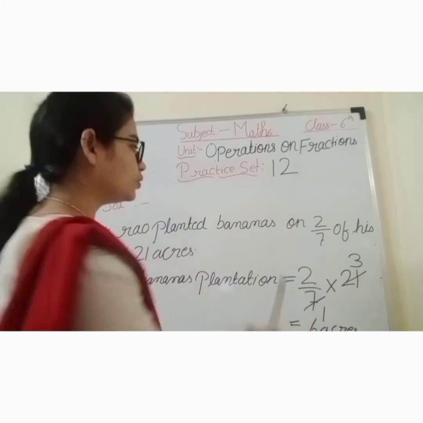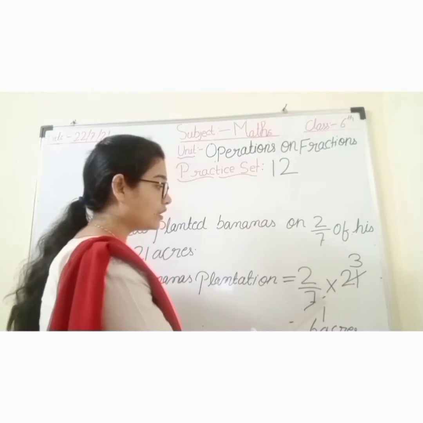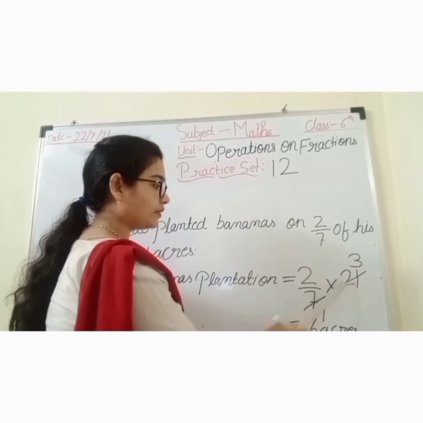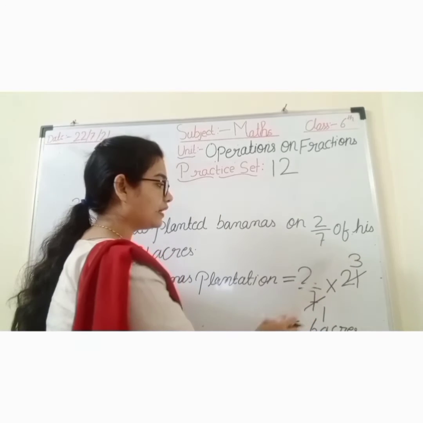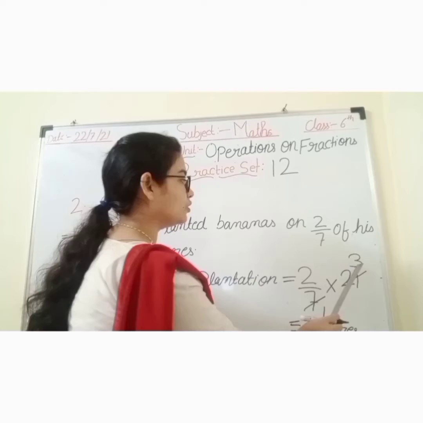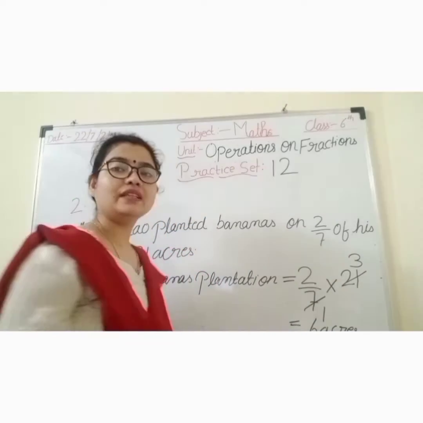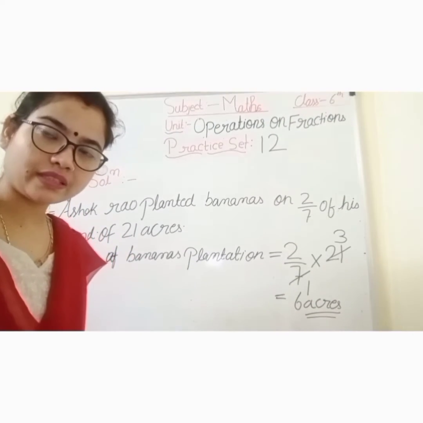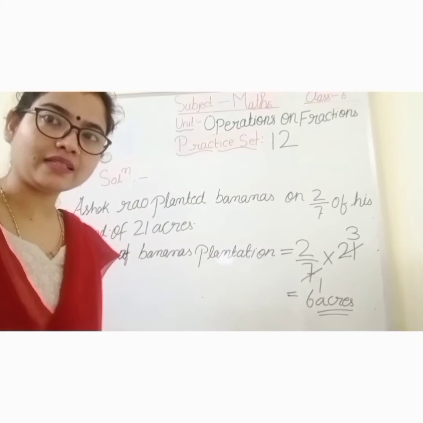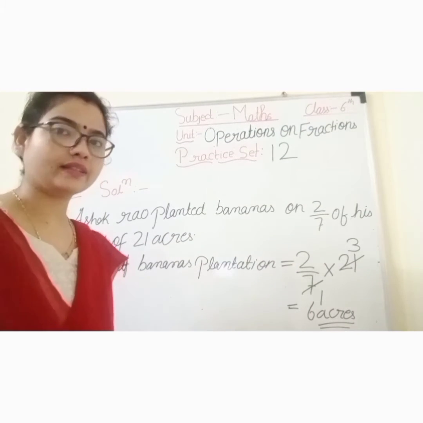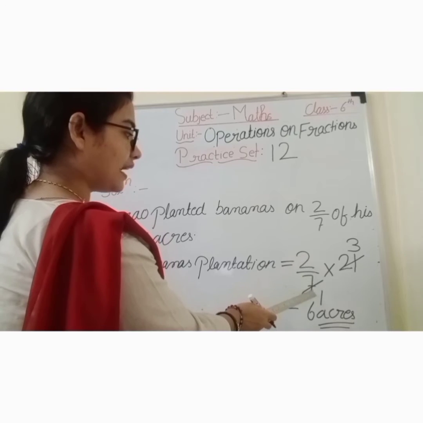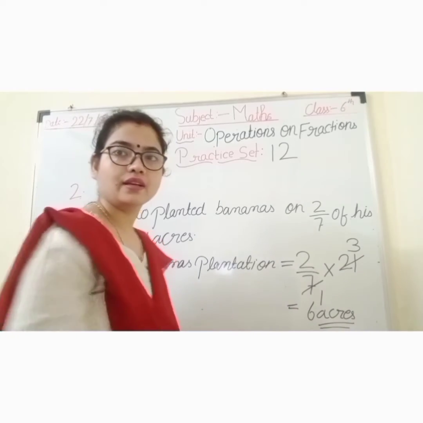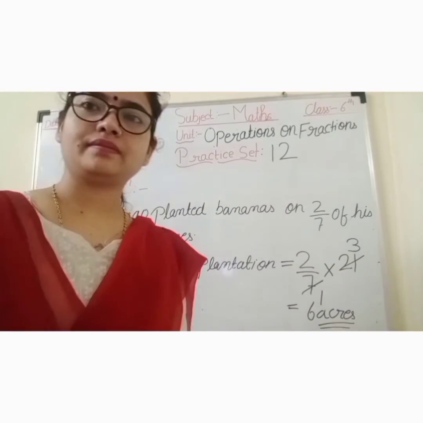So see here student, 2 by 7 of 21 I have done. So 7 3s are 21 and I have cancelled this 21 by 7. 7 1 is 7, 7 3 are 21 and now I have multiplied the numerators, 2 into 3, that is 6. So he has done banana plantation on 6 acres of his land. Okay student, is it clear?